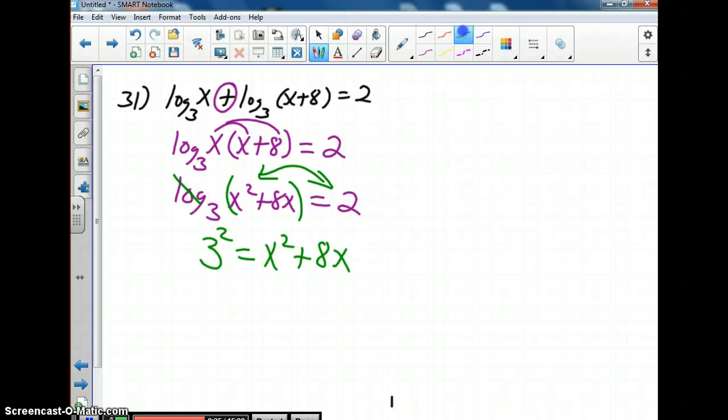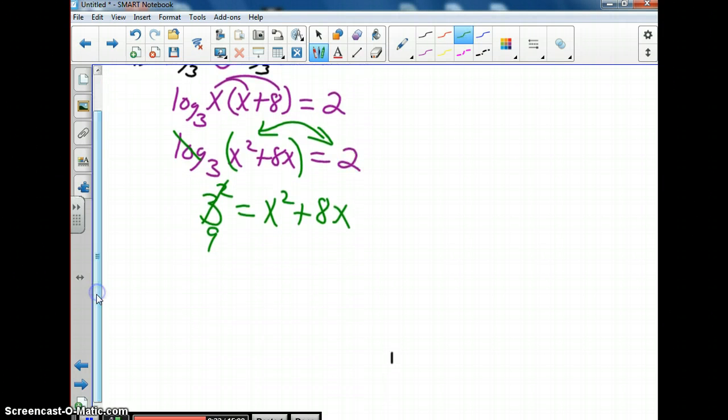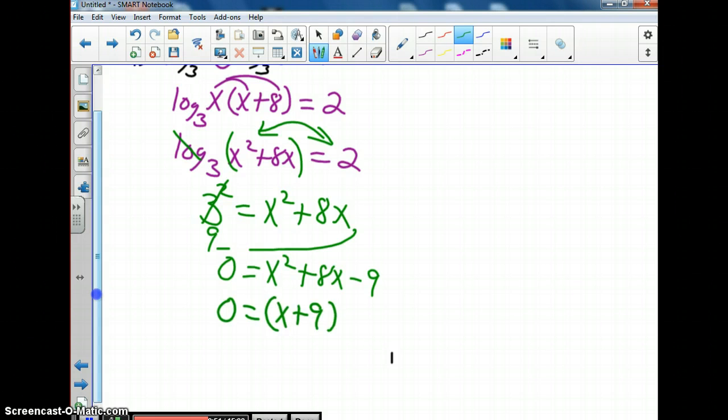Now we're in quadratic form. So what do you have to do? Set it equal to 0. So 3 squared is how much? 9, obviously, right? So now we're going to do this: x squared plus 8x, and then subtract the 9 over, minus 9 equals 0, right? Now what do you have to do? Go factor it, right? So 0 equals x plus 9 times x minus 1. So how much does x equal? x equals negative 9, or x equals how much?